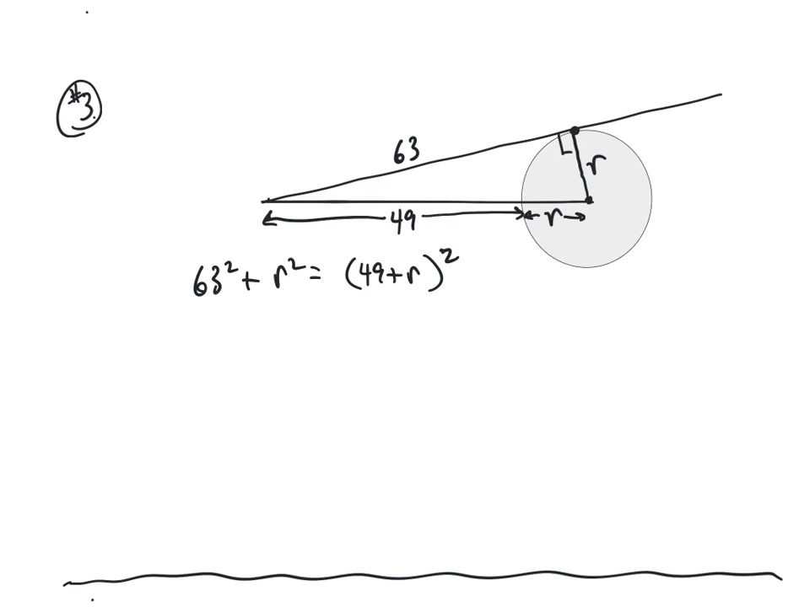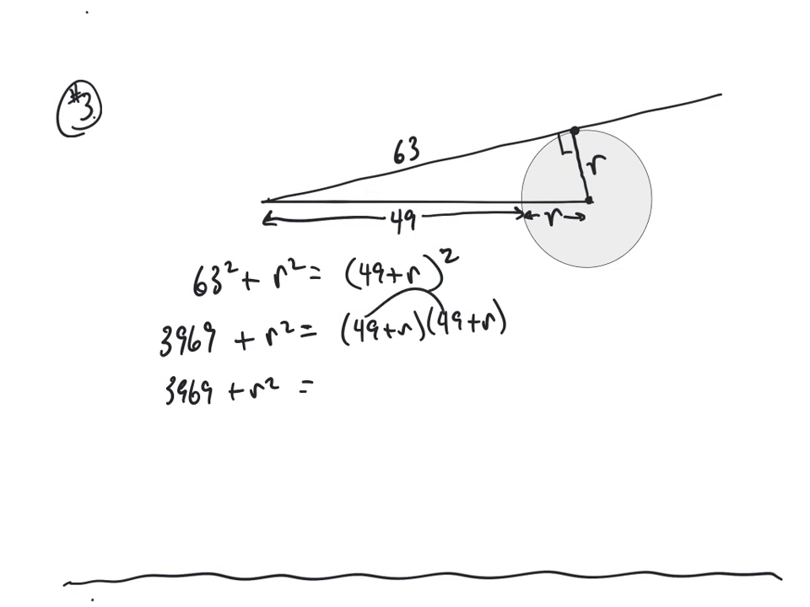Now, it looks like a hassle, but with your calculators, not so bad. 63 squared is 3,969. And then again, to square a binomial, write it down twice, just as in the previous example, and FOIL. So 49 times 49, 2,401. The outside's 49 times R. The inside's 49 times R. And the last's R times R.